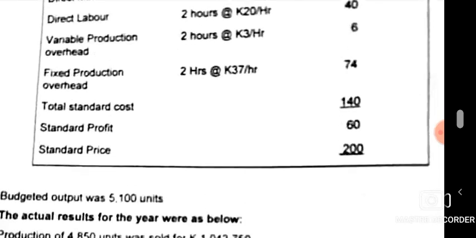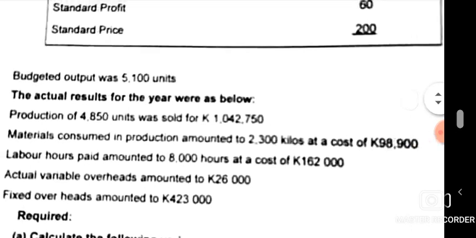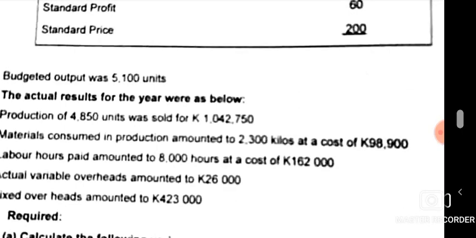What about the actual price per kg? How do you get it? Well, take note that under actual results, that's where you go now, because you're looking for an actual price. Go to the actual results, focus on material, nowhere else. On material there, you'll find the overall cost of material. They've just given us a token: material costed 98,900. They've given you an overall cost, and you only need the price per kg. Therefore, divide the cost by the kilograms that are actually available there. That's how you get the actual price per kg.